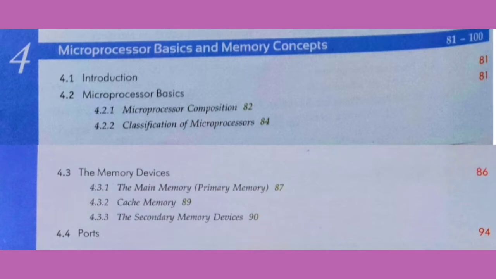Next we have microprocessor basics and memory concepts. In microprocessor basics, what is a microprocessor? It's basically inside the computer where the functionality is done, inside the CPU. So what are its compositions, how does the classification of microprocessors work, and what are main memory, cache memory and secondary memories. We have studied RAM and ROM, right? And we know secondary memories, like SD cards or any memory card. So we'll go through this in chapter 4, which is microprocessor basics and memory concepts.